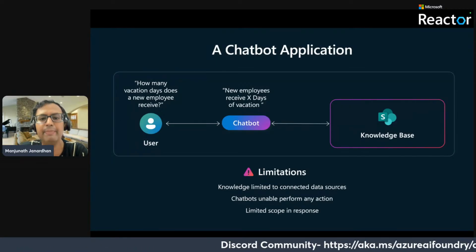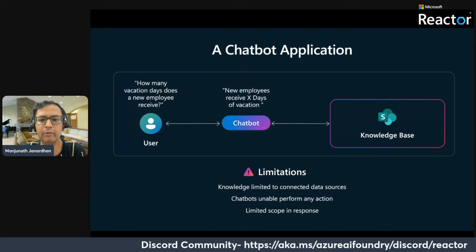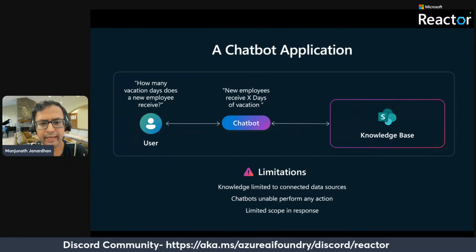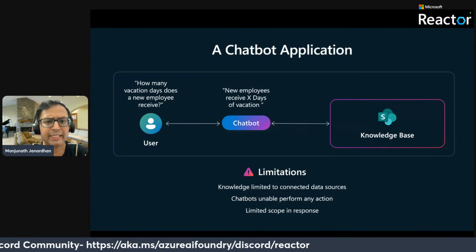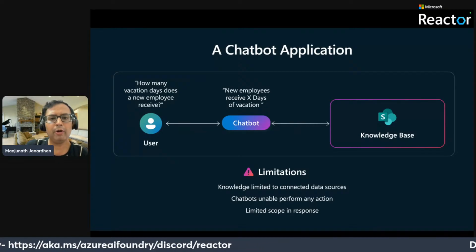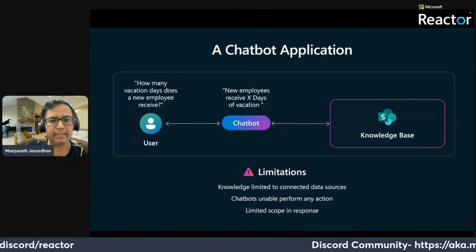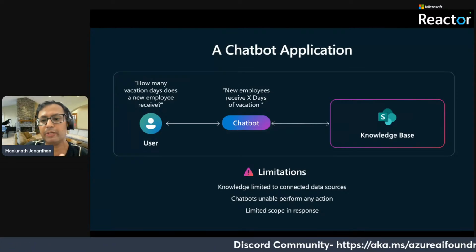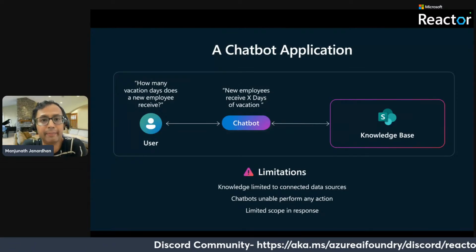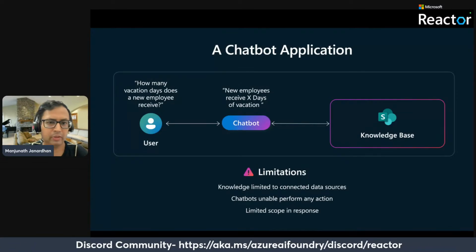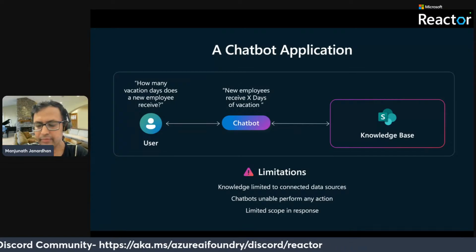But there are some limitations here, correct? It's connected only to the data source. It's unable to perform any action on behalf of you. For example, if I want to know how many days remain, it can't answer because it's static data. Whatever it is, it's static data, and the scope is also limited. This is how the typical chatbot you used 2 or 3 years back worked.